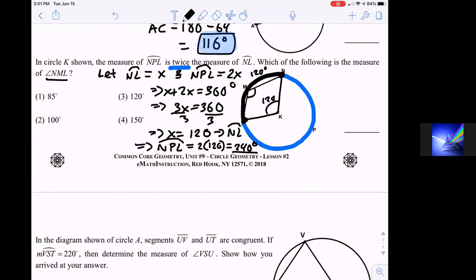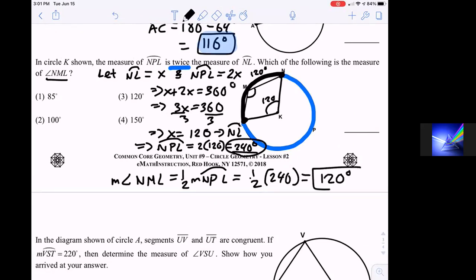So here's how we finish this. The measure of angle NML is half the measure of arc NPL, which is half the 240, which is 120. And that would be option 3.